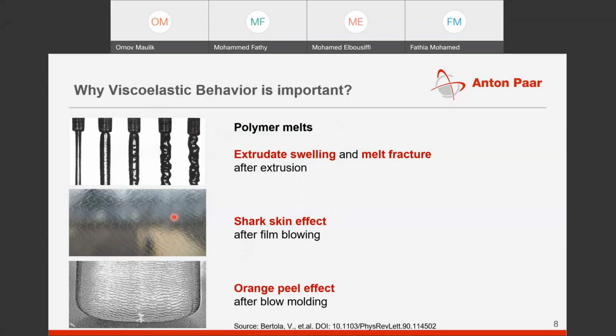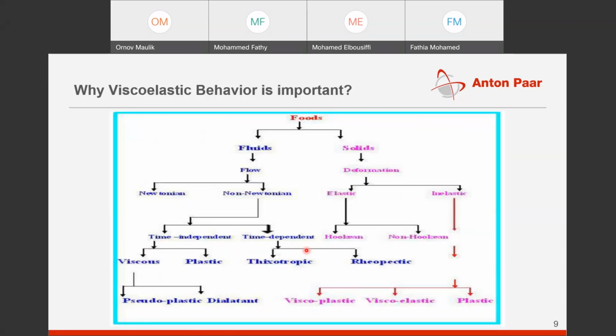Now, in case we don't study the viscoelasticity of a material, these types of defects would be very common for any particular industry. So it is really very important to know the viscoelastic property of that particular polymer melt or polymer melt blends. Another example can be the food industry.